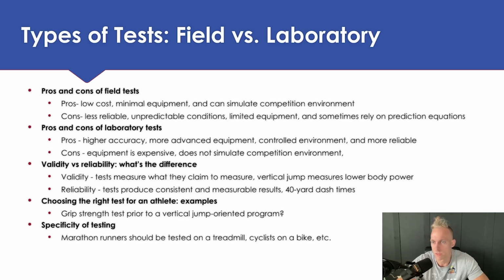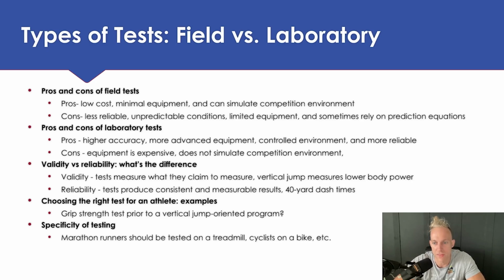Some other cons there, prediction equations. If you are, let's say, doing some VO2 testing, VO2 test a large group of individuals, a field test is your best bet. But a lot of times something like a 12-minute run or a Cooper test will require a prediction equation. Put the result into a prediction equation, it gives you a rough number of what the VO2 max could be, whereas in a lab test, I am directly hooking you up to a spirometer, measuring CO2 and O2 to get a very, very accurate VO2 readout.